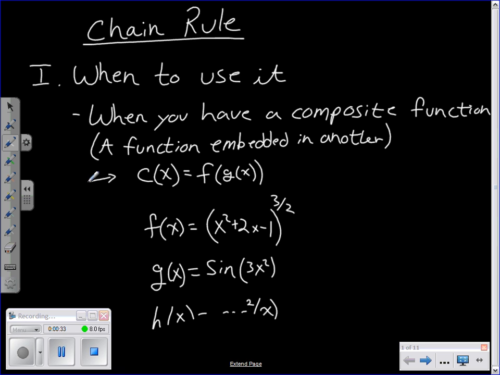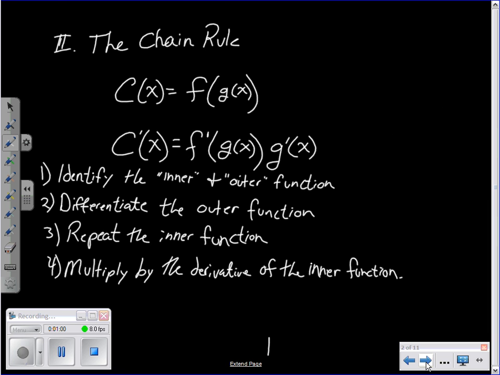Or maybe we take another function and we'll just call it f. So f of x equals the quadratic x squared plus 2x minus 1, that's been embedded inside something to the 3/2 power. Or maybe we have something like g of x where the function 3x squared has been embedded inside the sine function, or something like h of x equals cosine squared of x, where the function cosine has been embedded inside of something squared. So those are all examples of when you're going to use the chain rule.